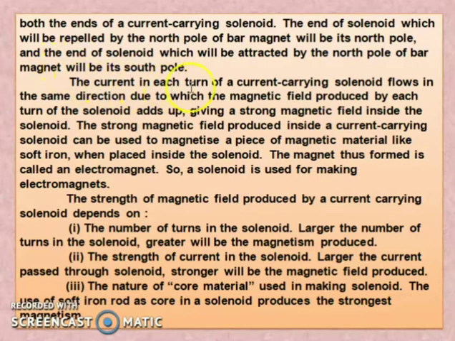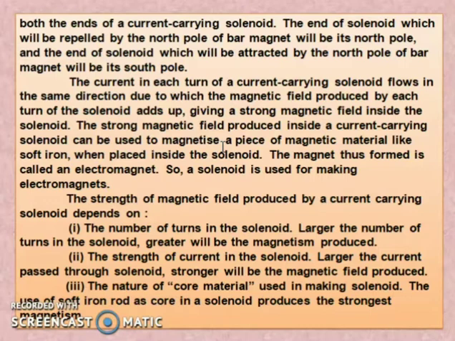The current in each turn of a current carrying solenoid flows in the same direction, so the magnetic field produced by each turn of the solenoid adds up, giving a strong magnetic field inside the solenoid. The strong magnetic field produced inside the current carrying solenoid can be used to magnetize a piece of magnetic material like soft iron placed inside the solenoid.